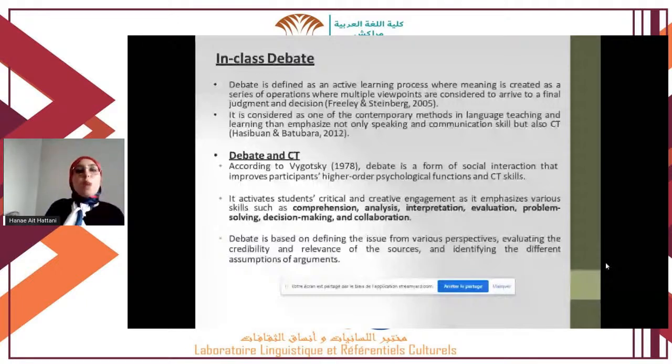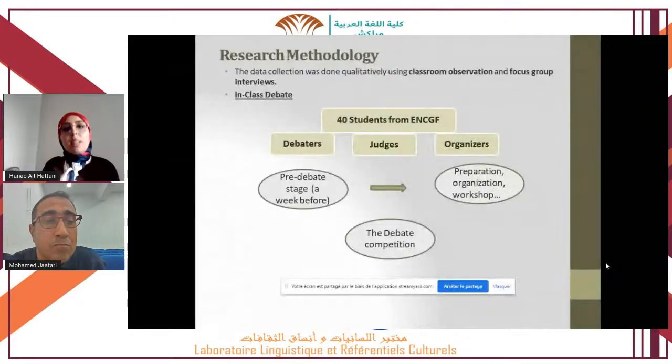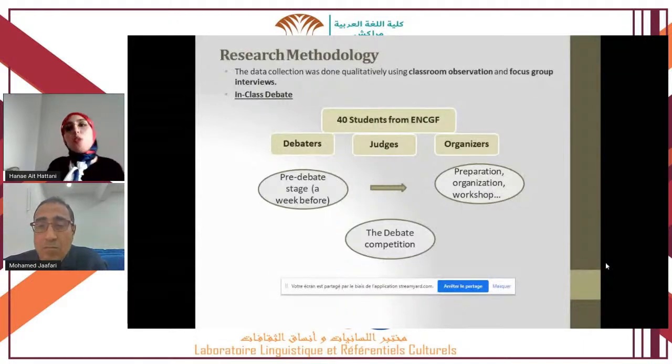So now we move to the next item, which is the research methodology. As mentioned earlier, the data collection was done qualitatively using classroom observation and focus group interview. The debate competition went through two different stages: the pre-debate stage and the debate competition. So 40 students participated in that debate. They were from the UNCGFS.